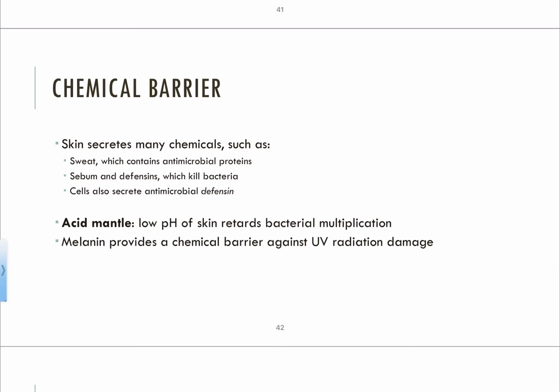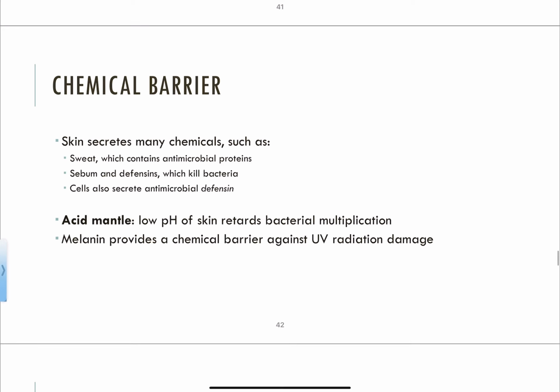So chemical barrier includes different types of antimicrobial proteins and defensins that we can find in our sweat and both our sebum. Another chemical barrier is the acid mantle. So our skin has a relatively low pH, so it's slightly acidic, and this acidity is going to help slow bacterial multiplication, so we can get something in there to come in and degrade it before it multiplies out of control. We also have, as you learned from the integumentary system, melanin, which is that tough protein that's going to help protect against UV damage. And so that's also present in our skin.